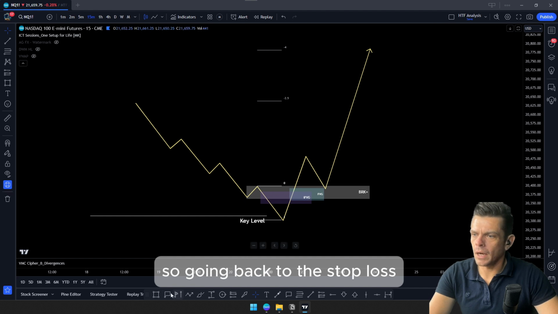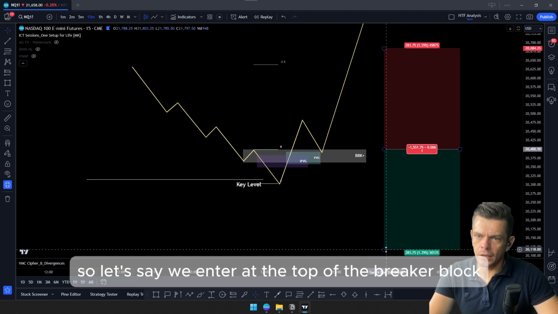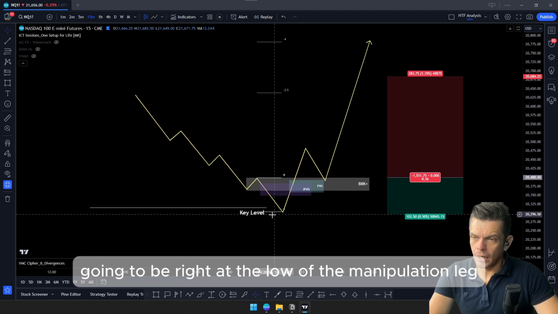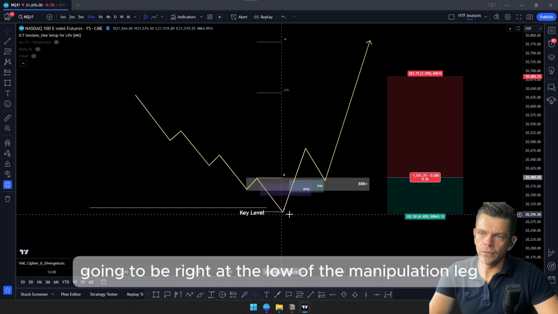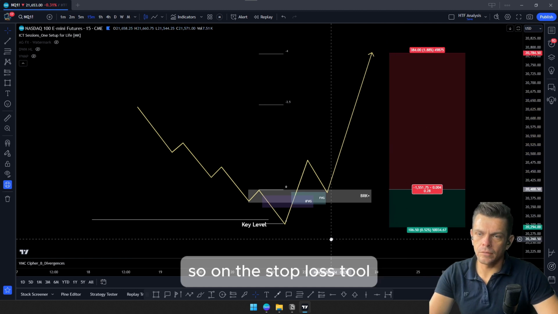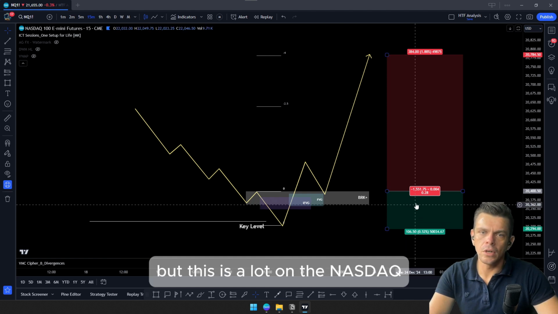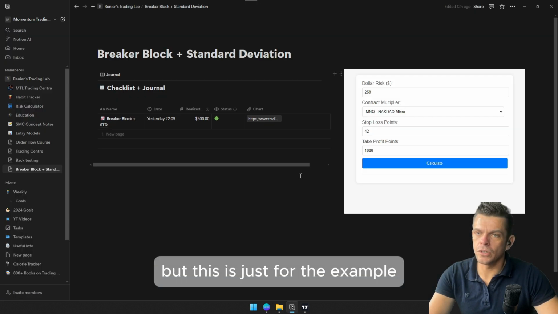All right, so going back to the stop loss, so let's say we enter at the top of the breaker block. Our stop loss is going to be right at the low of the manipulation leg. You can put it just slightly below that. All right, so on the stop loss tool, it shows us that we are risking 106 points. So this is a lot on the NASDAQ, but this is just for the example.